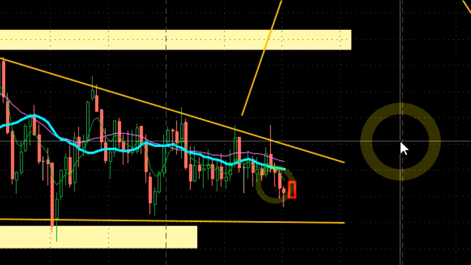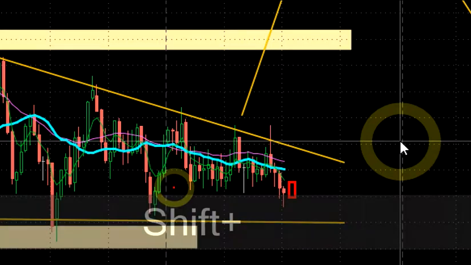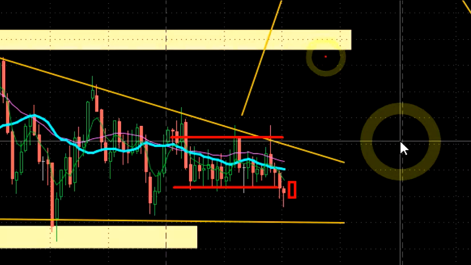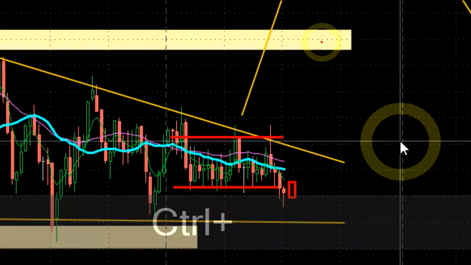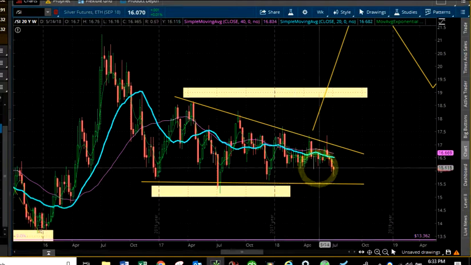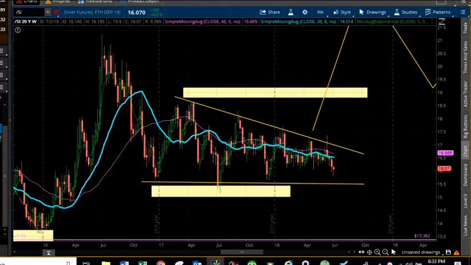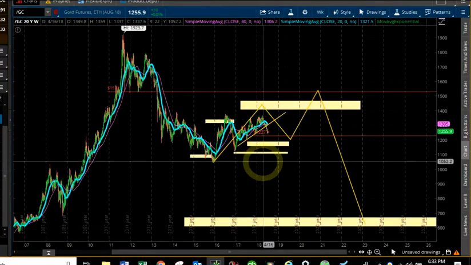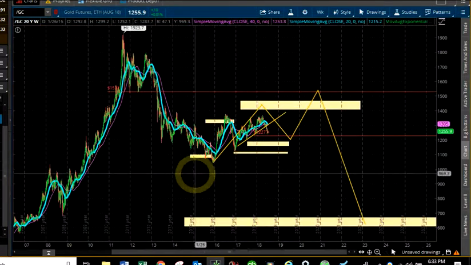I think silver is really close to, we kind of broke down, accelerated down out of this congestion area right here, and I think silver's poised for a pretty big rally, probably as high as up in this yellow box. So if you don't own silver, it's maybe a good time to look at buying silver. Same with gold. These are probably going to move together.